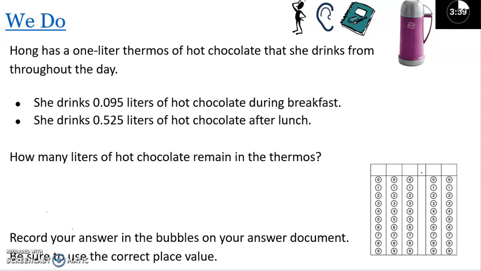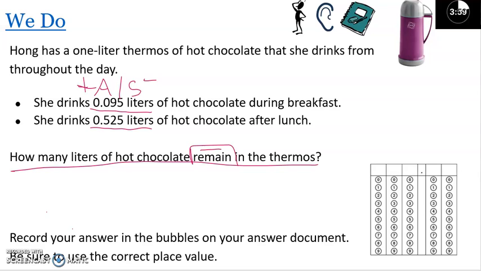So the first thing I'm going to do is go in and look for my labels. I see that I have 95,000 liters. I have 525,000 liters. So these two labels are all the same. And if you guys remember, that means that we're either going to add or subtract. So I'm going to go in and look for some keywords. Now my question is this: how many liters of hot chocolate remain in the thermos? So I see the word remain, which means to subtract.